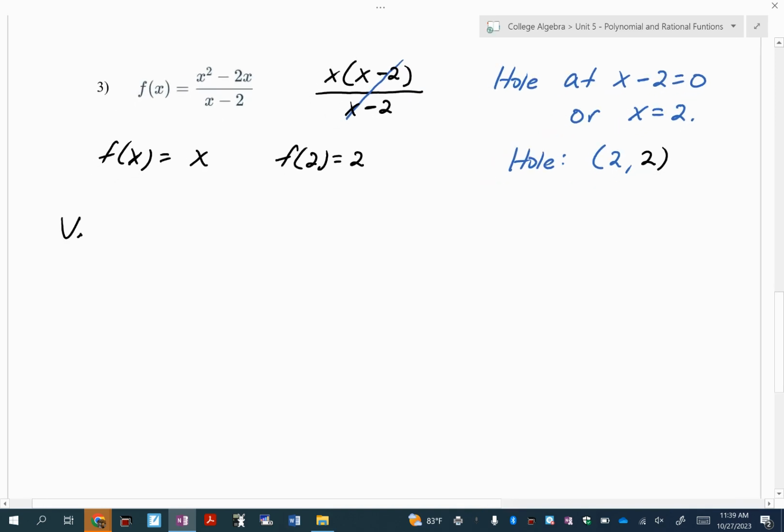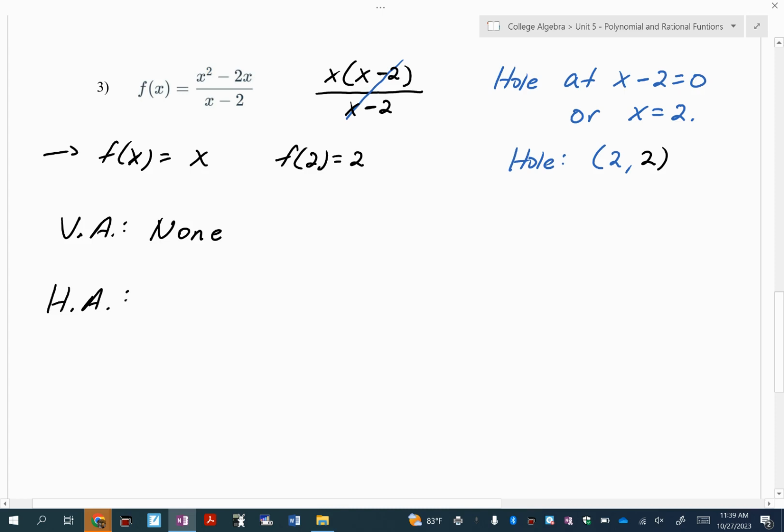Let's talk about any vertical asymptotes. All right, so again, vertical asymptotes is whatever makes the denominator 0, but you'll notice that I ended up crossing out everything in the denominator, right? There's no denominator in my remaining function, so I have none for vertical asymptotes.